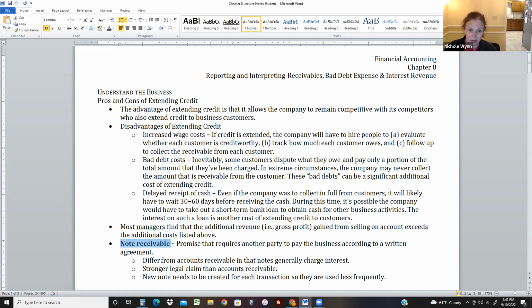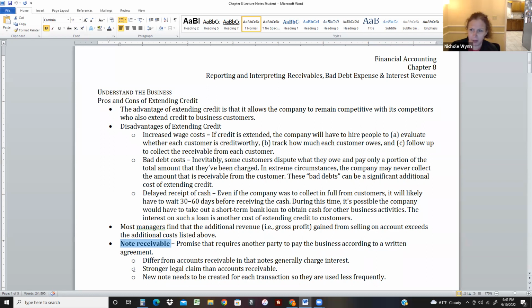So we will do some journal entries in this chapter dealing with notes receivable. Notes receivable is just like accounts receivable, except for it charges interest. So accounts receivable is your regular customers. Notes receivable are people that you are charging interest to. So maybe they ask for more time to pay.